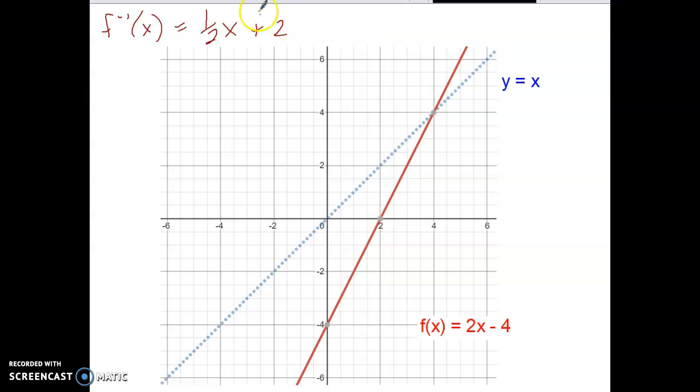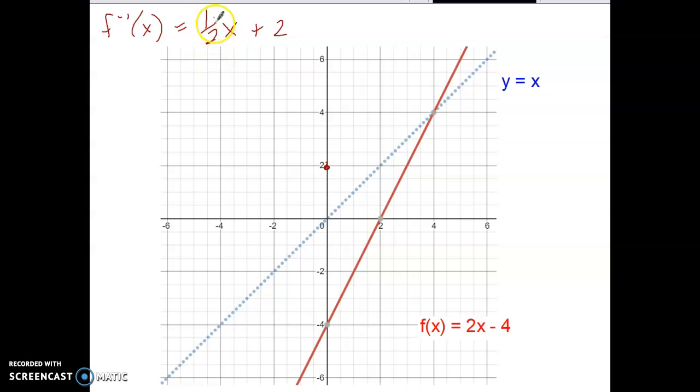Okay, let's graph that. So I'm going to put first a point on the y-intercept of positive 2. Okay, so far good, because I had a point on my original function where the x-intercept was at 2, and now I'm going to have the y-intercept at 2. So that is a reflection across the line y equals x, just like it should be. The x and the y values have swapped.